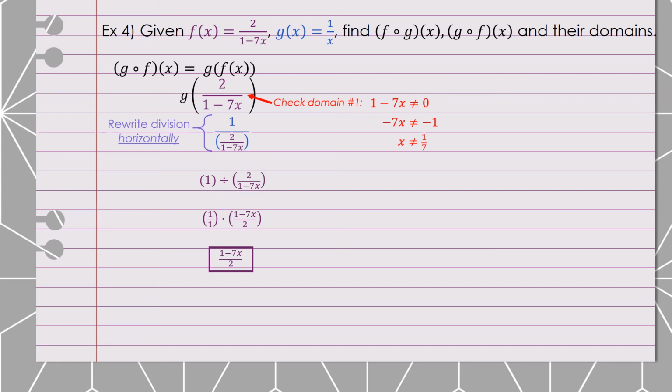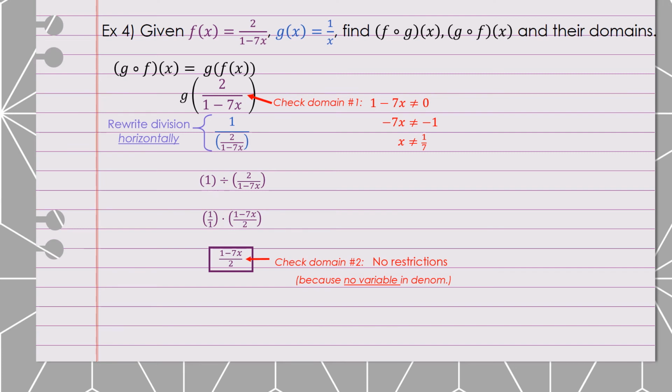Now, because we have the end result of the composition, we now need to check our domain again. And so we look, do you see a radical? No. Do you see a fraction? Yes. Do you see a variable in the denominator? No, which means there's no restrictions. And the reason why there's no restrictions is because there's no variable in the denominator.